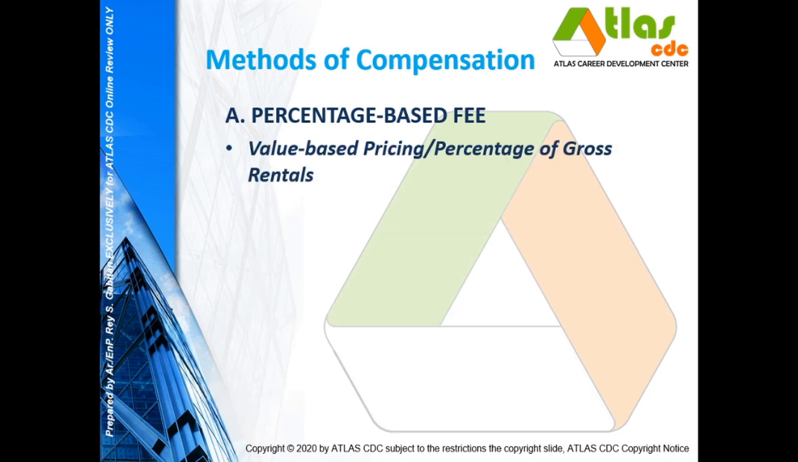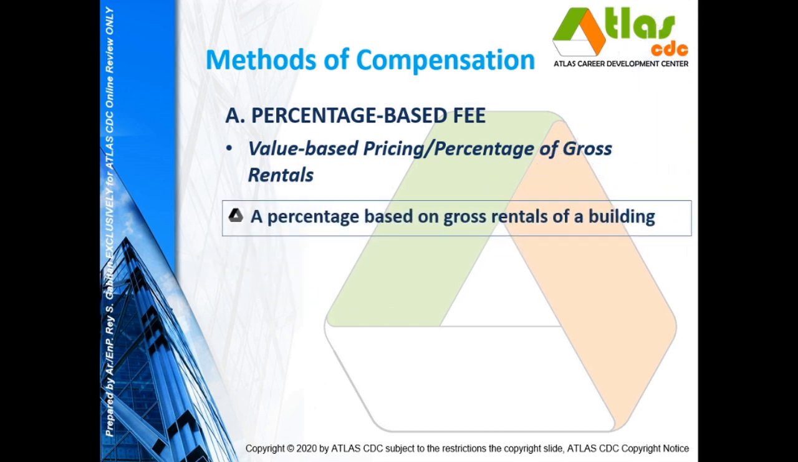Now, the third one, the percentage-based method, is the value-based pricing or the percentage of gross rentals. This type of method is used for building administration. This is an incentive type of compensation wherein the fee of the architect will be based on a chosen percentage computed on the gross rentals of a building, no? So if the architect can increase the gross rentals for the building, then certainly the fee will also increase.